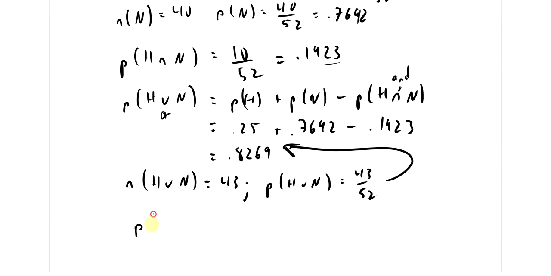So the probability of a card that's not a heart, so the complement of hearts, and not a numbered card, so the complement of numbered cards, is 9 out of 52. And that's 0.1731. Note that this and this are complements, right? These two add up to 1. Getting a card that's either a heart or a number card has as its complement getting a card that's not a heart and not a number card. That's the 0.1731. Okay.